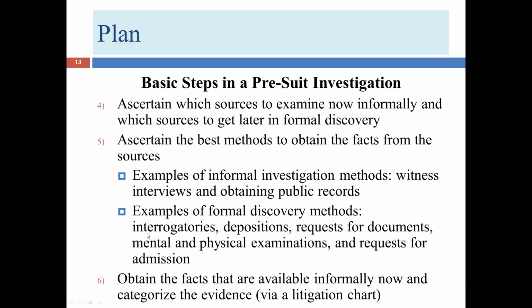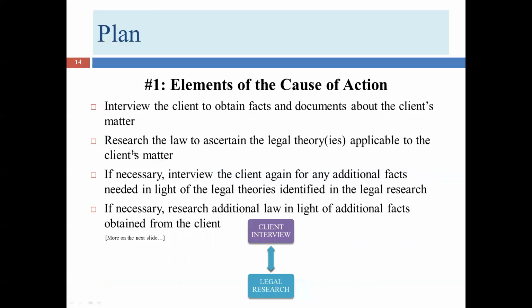So now we're ready to drill a little bit more into each one of these 6 categories. And so let's get started on category number 1, which is elements of the cause of action. Okay, so the first thing that typically you're going to do when you get a new matter is you're going to interview the client. You're going to want to find out the facts as he or she believes them to be the case, the documents, the evidence, whatever that might be, that the client is able to share.